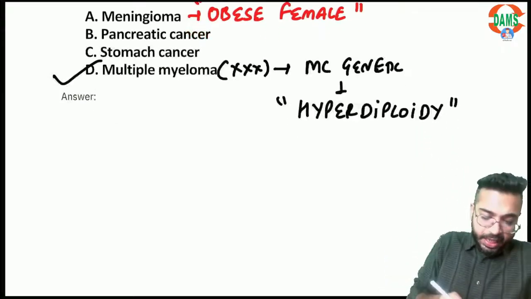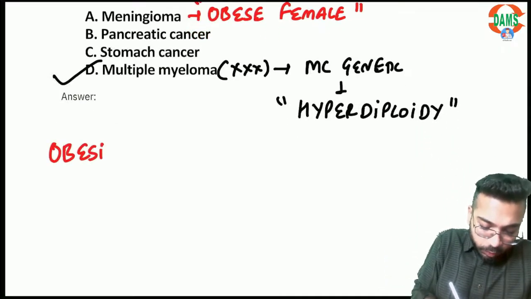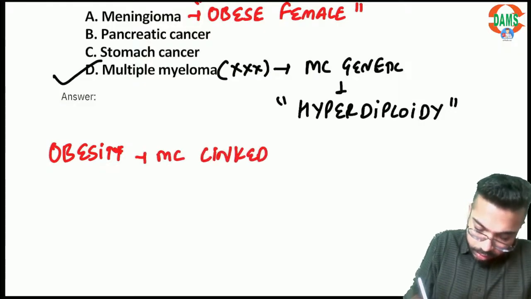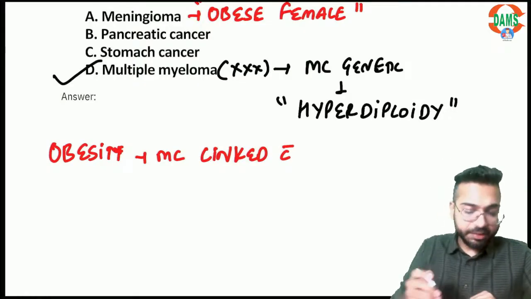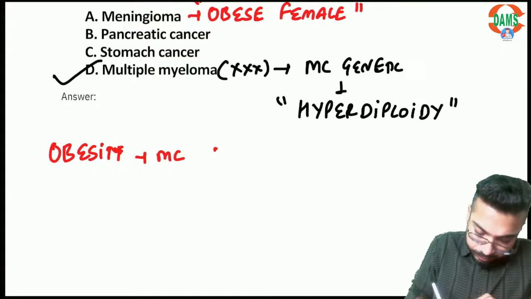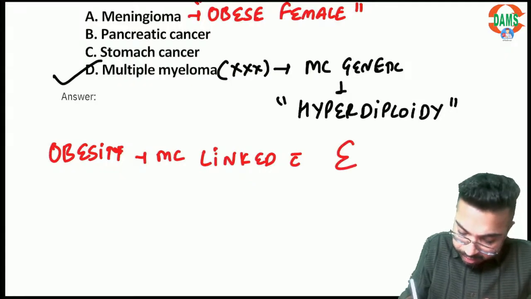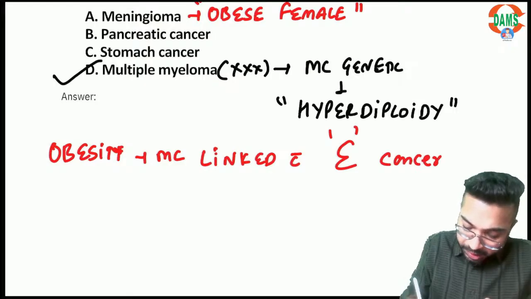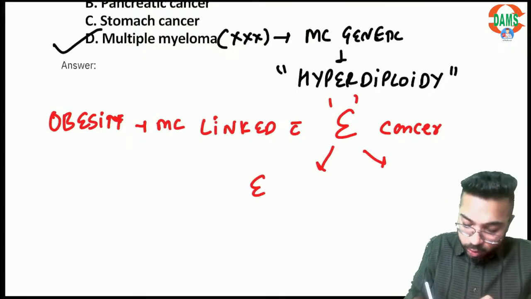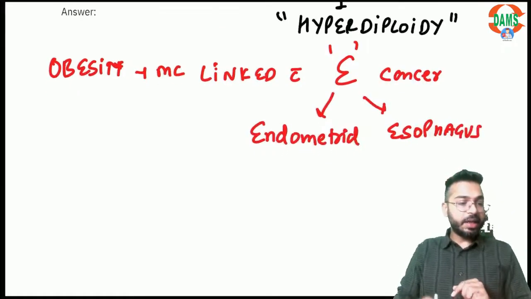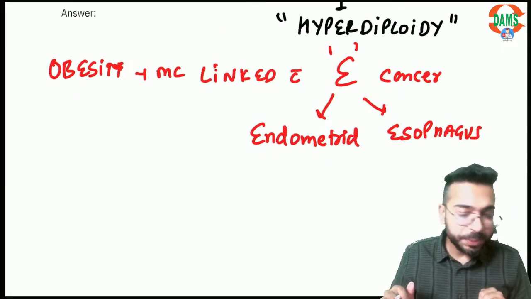So can you tell me, if next year they ask you, obesity is most commonly linked with which cancer? Remember, it is linked with E cancers. By E, I mean most commonly obesity is linked with endometrial and esophageal cancers.